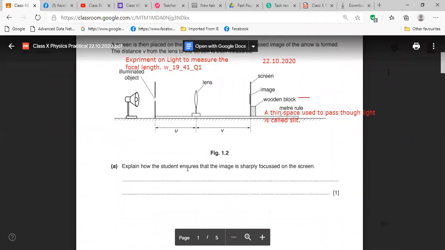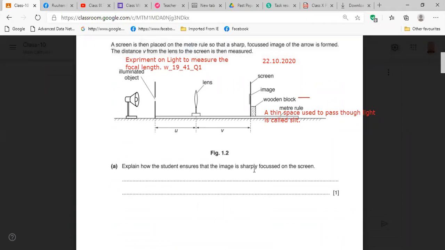Explain how the student ensures that the image is sharply focused on the screen. How does the student do it? We did one experiment with light, by moving the lenses. Actually, we have to move the screen most. Other than moving the lens or the object, it's better to move the screen, so that the image can be formed.